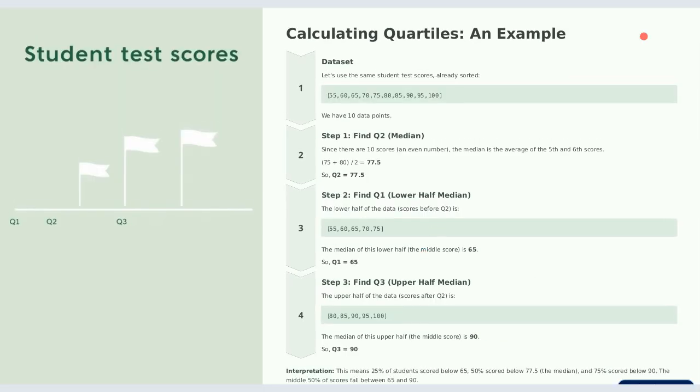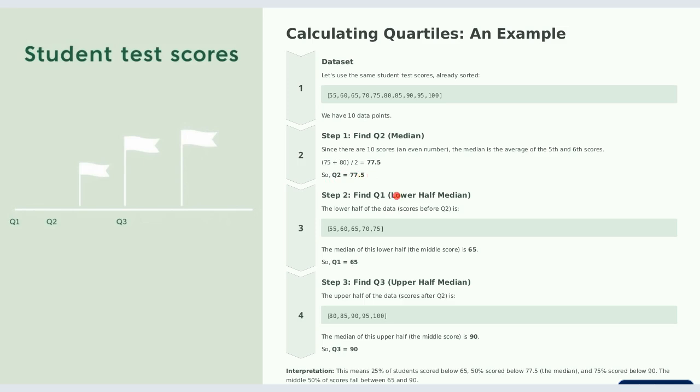So here we have 10 data points. Since there are 10 scores, which is an even number, the median is the average of the fifth and sixth scores. We've done that before. If there were 11 scores altogether, we would pick the middle number, and that's the median. But where we have an even number of data points, you pick the two points in the middle and find their average. So 75 and 80 are the two points in the middle. Sum them together, divide by 2, and you get 77.5. So Q2 is 77.5. That's the median.